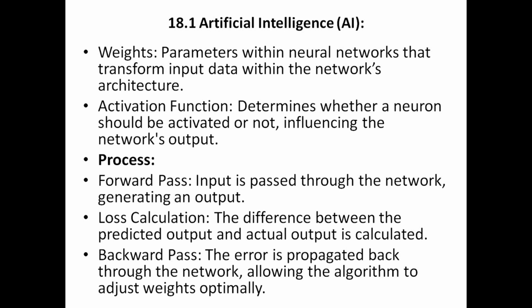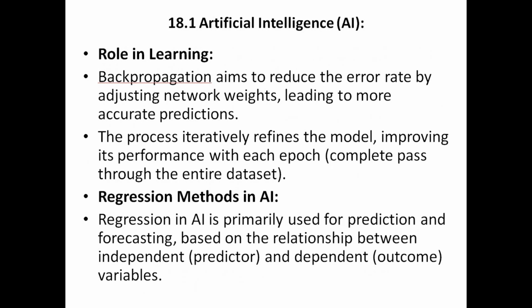Process. One thing we have is a forward pass. Input is passed through the network, generating an output. Loss calculation. The difference between the predicted output and actual output is called loss calculation. Backward pass. The error is propagated back through the network, allowing the algorithm to adjust weights optimally.